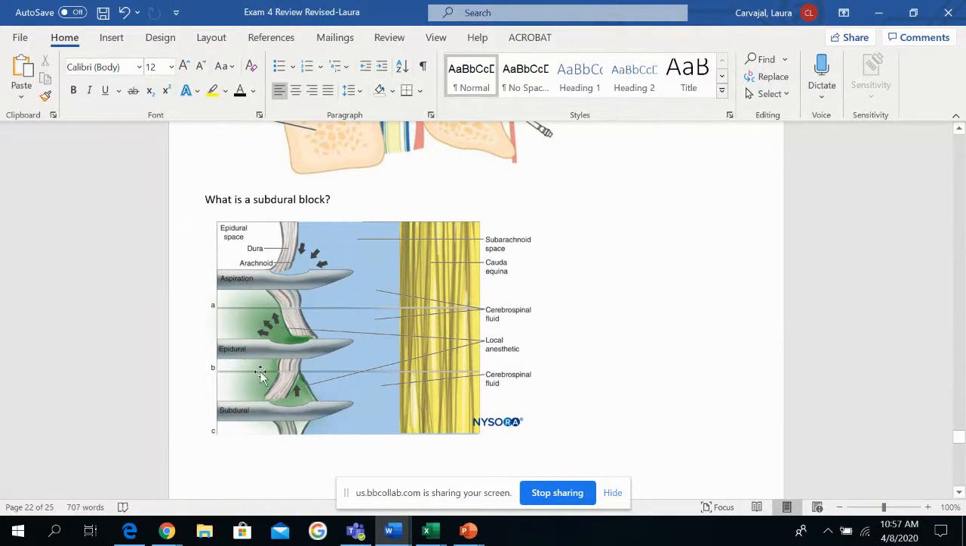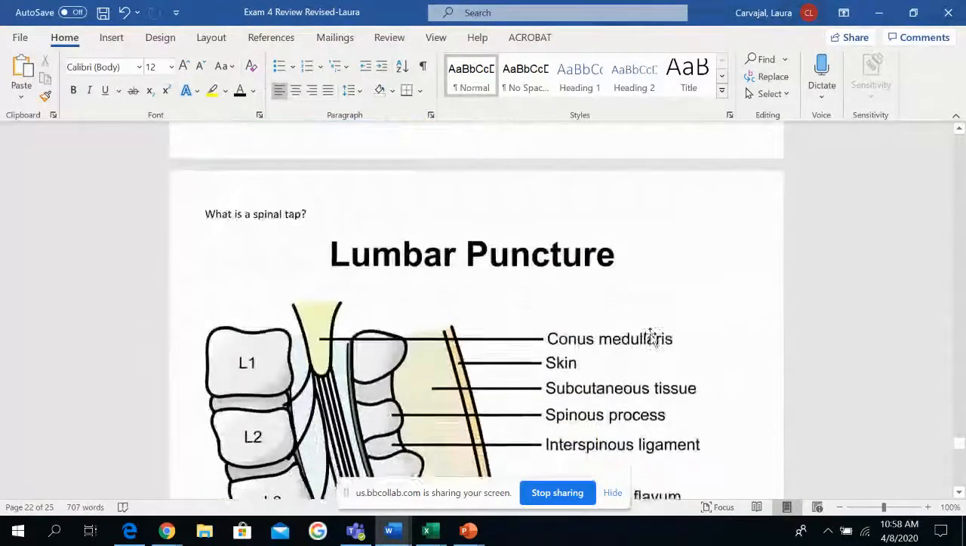So as you can see here, an epidural block basically injects the anesthetic to the upper part of the dura mater. So that's why it's called epidural, because it doesn't reach the lower part of it. Whereas a subdural releases the anesthetic to the bottom part or inferior part of the dura mater, as you can see here. So epidural above the dura, subdural below the dura. That's the difference between the two.